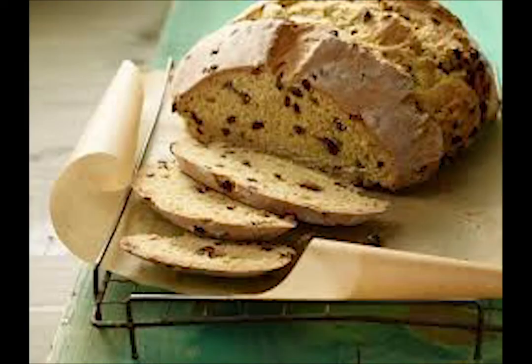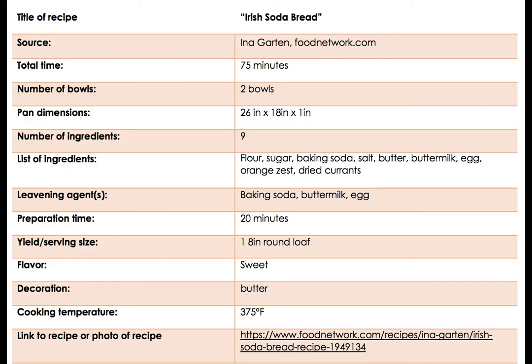My next quick bread is an Irish soda bread. And this recipe is from Ina Garten on the foodnetwork.com website. This one was the longest bake, so it's 75 minutes, and I think it's just because the prep time takes quite a long time. Like 20 minutes is a long time for a quick bread. Normally you just make a batter and then you put it in the dish that you're going to be baking it in. But there are quite a few things to do to get the bake ready.